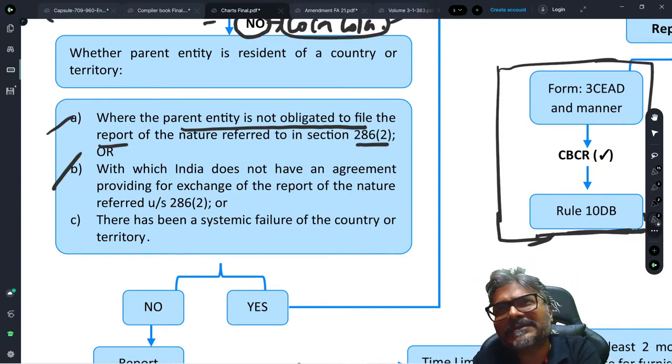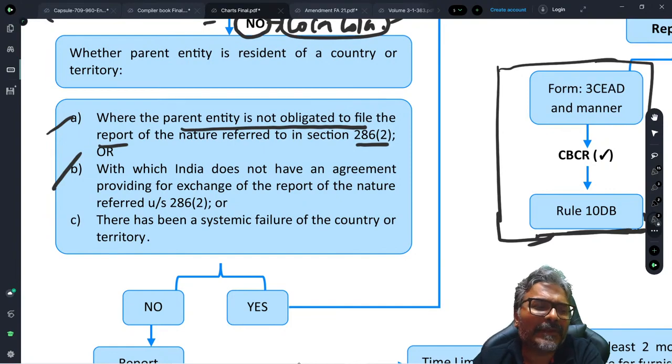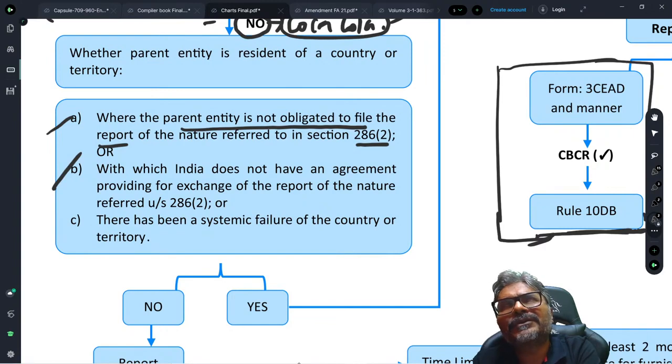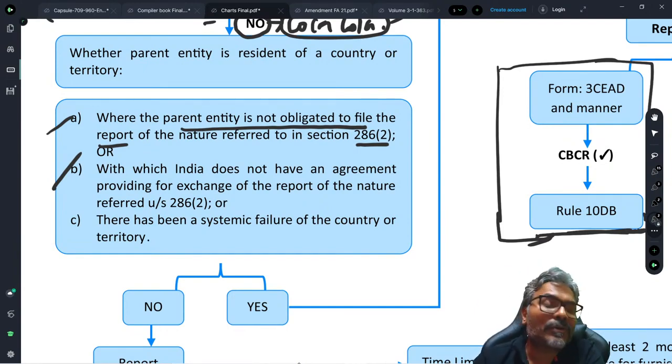Because USA does not have any tax information exchange agreement, what we shall say, students, is that on account of the non-exchange of information agreement, the US tax authority will not share with the Indian government the CBCR which Coca-Cola has filed in the USA. The CBCR will never be exchanged with the Indian Tax Authority. So, if the CBCR will never be exchanged with the Indian Tax Authority, then Coca-Cola India Private Limited, you will be required to file.